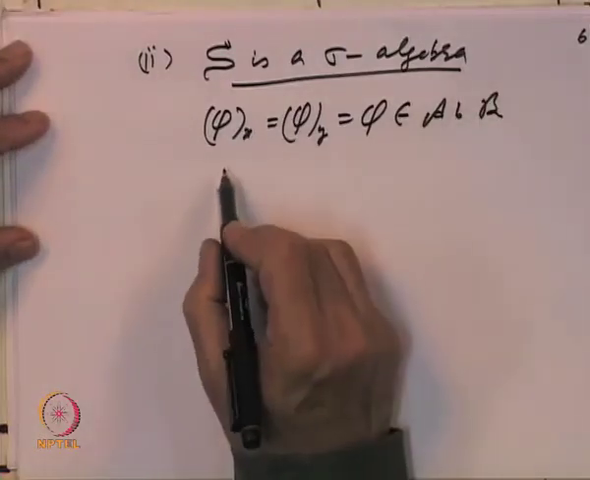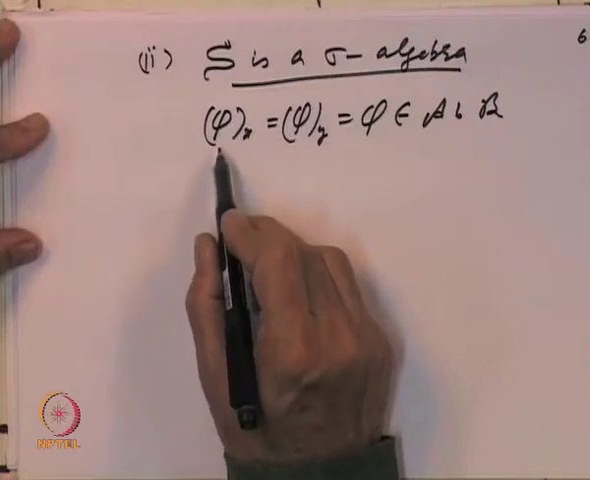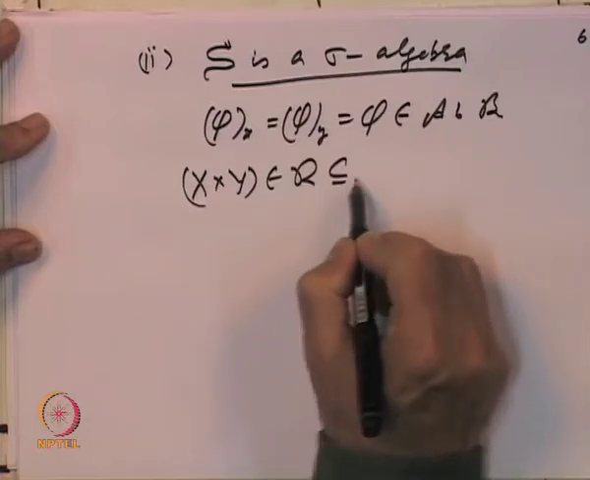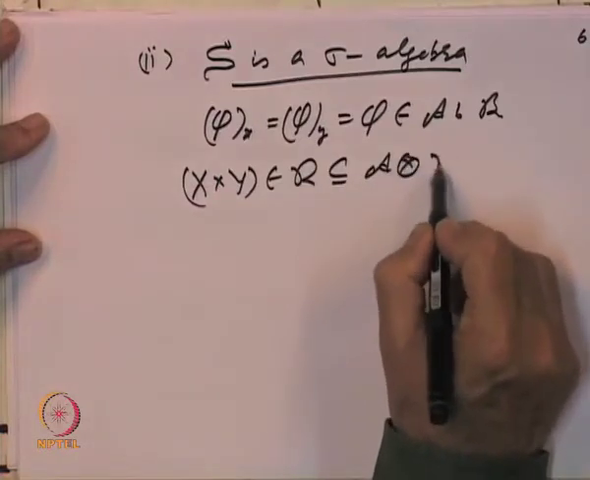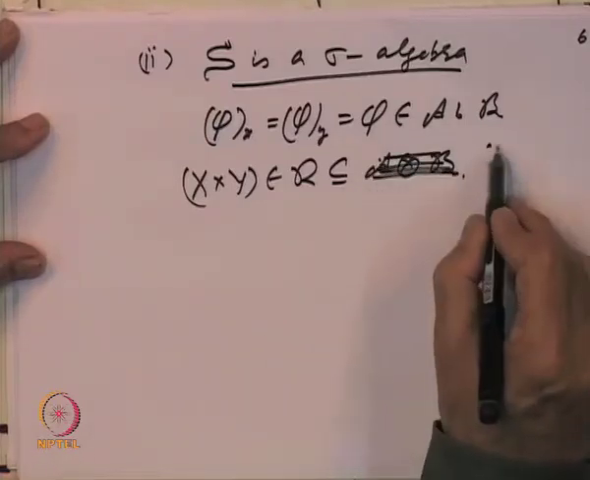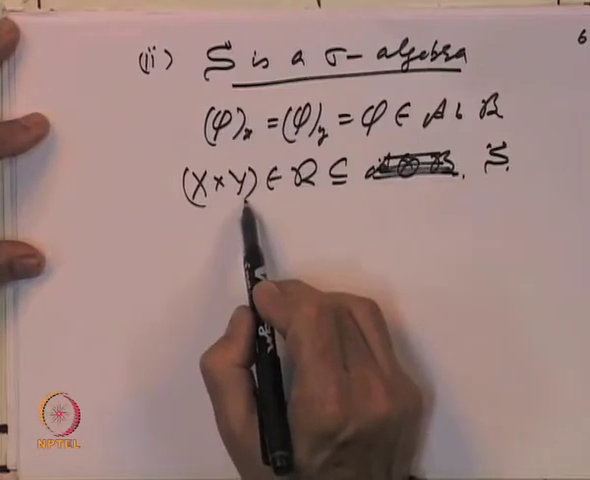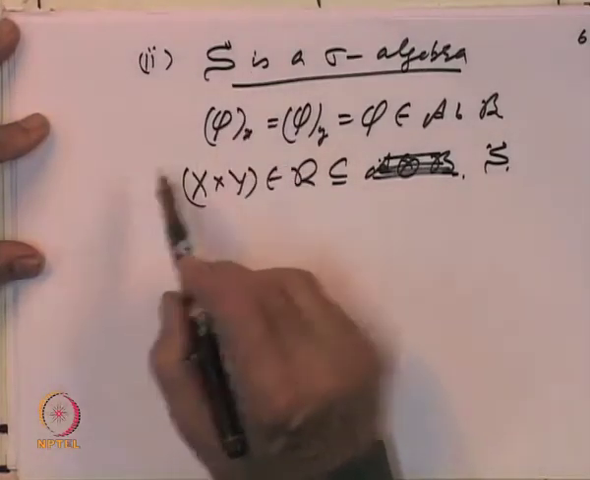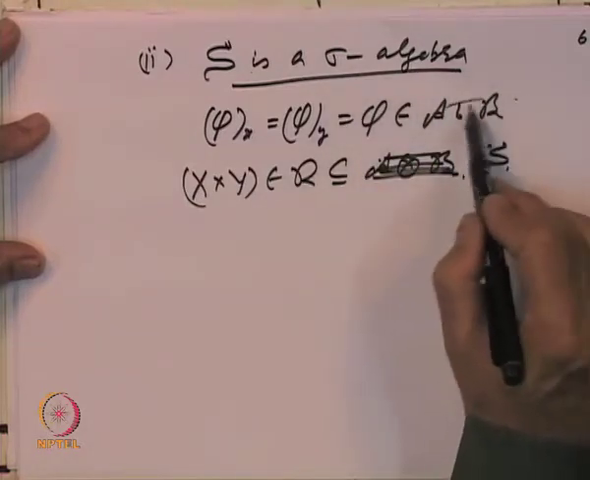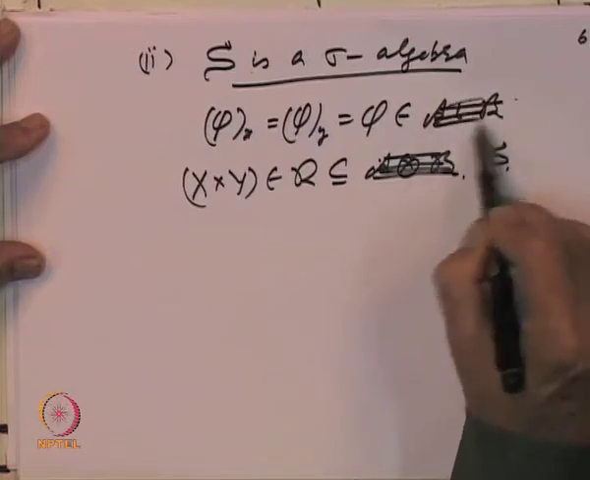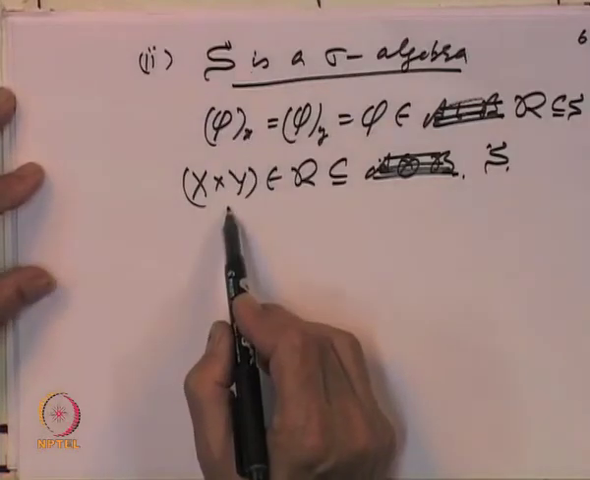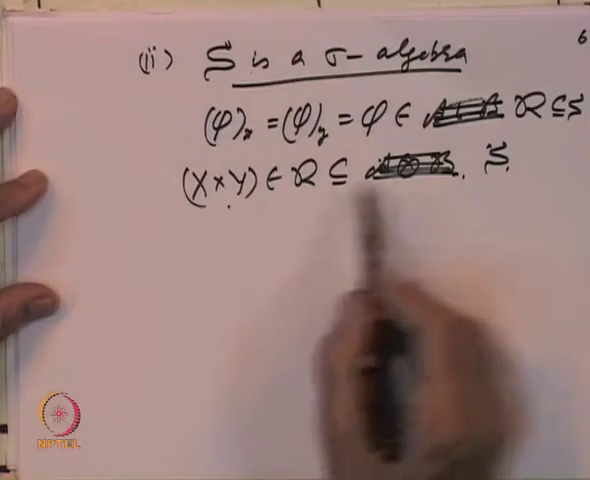Similarly, if I look at the whole space, that is X cross Y, that is actually a rectangle, A times B, and rectangles are already inside S. So both the whole space and the empty set are inside S, since A and B are sigma algebras, and hence it is also a rectangle. So, the empty set and the whole space both belong to S.